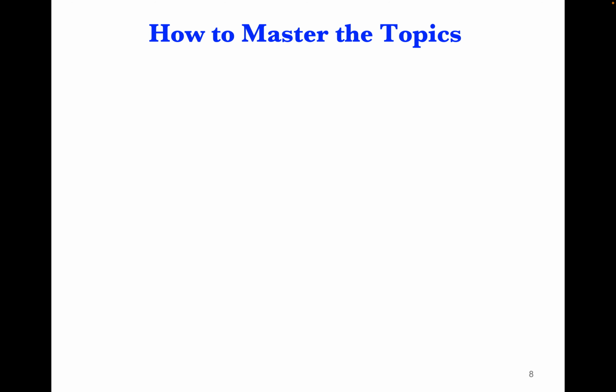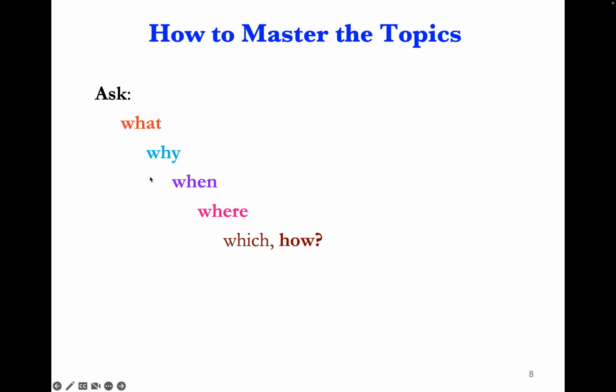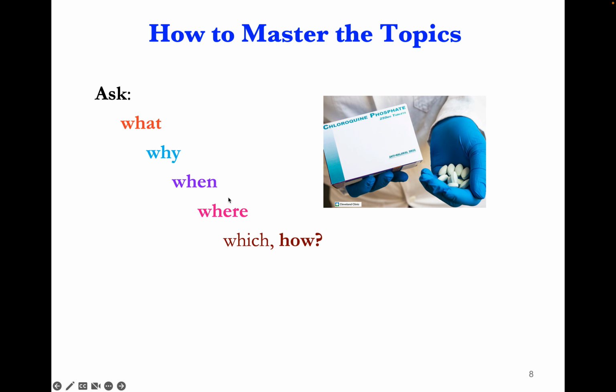And last, an additional tip: how to master any topic. You can ask the 5 W's: what, why, when, where, and which. Or for drugs and pharmacology, you can ask questions like how, because mechanism, how it works. Those are very important points to remember. For any topic you get, if you can answer 3 of these questions, you are pretty much learning, right? So in that case, you will perform well.